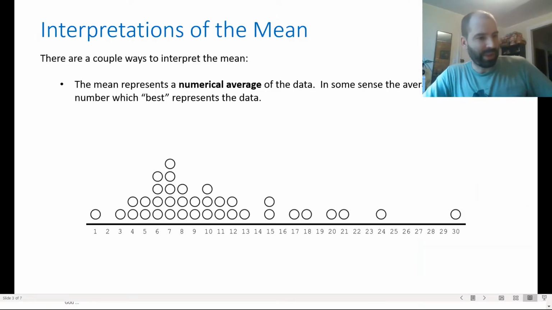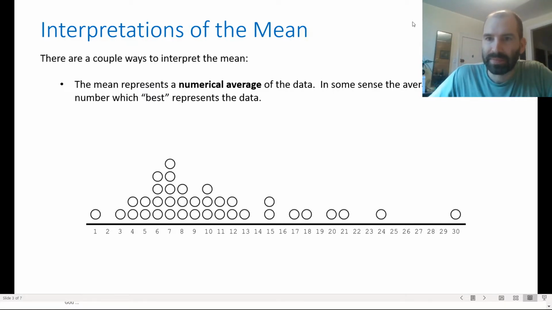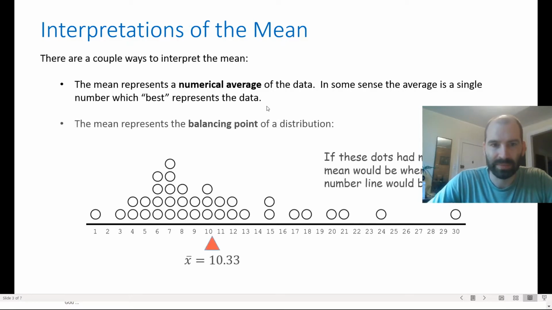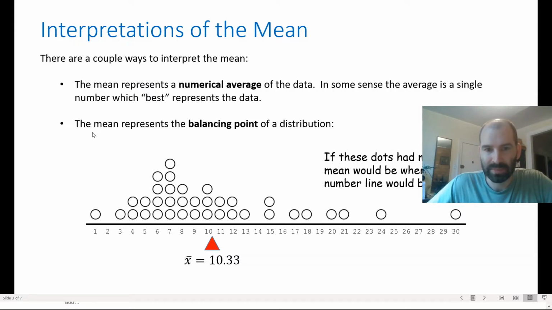All right, so that's how we compute the mean. How do we interpret the mean? What does it mean to us? So here's a couple ways to interpret the mean. The mean represents a numerical average of the data. In some sense, the average is a single number which best represents the data. Another way to think about it, though, is that it represents a balancing point of the distribution.